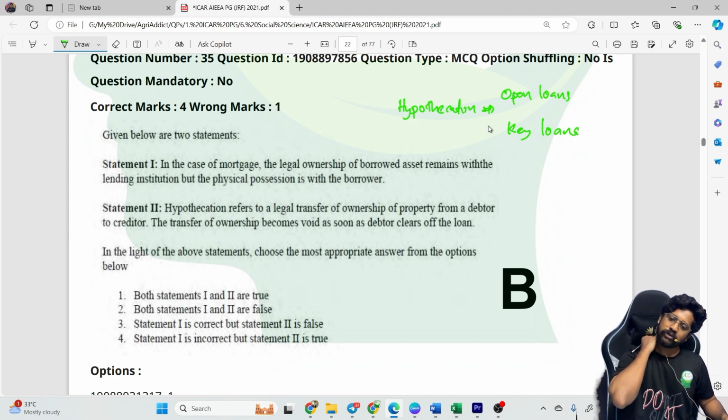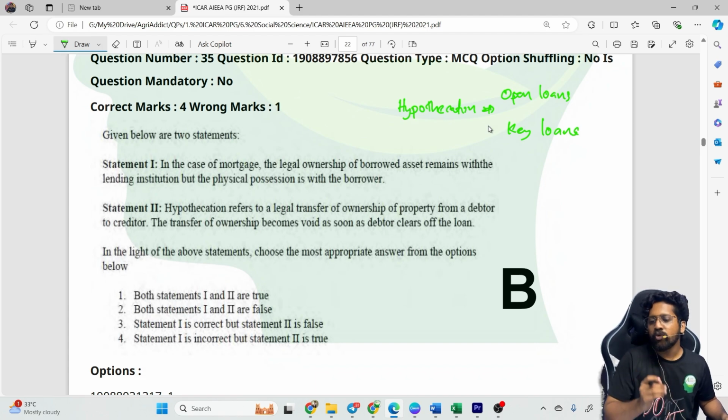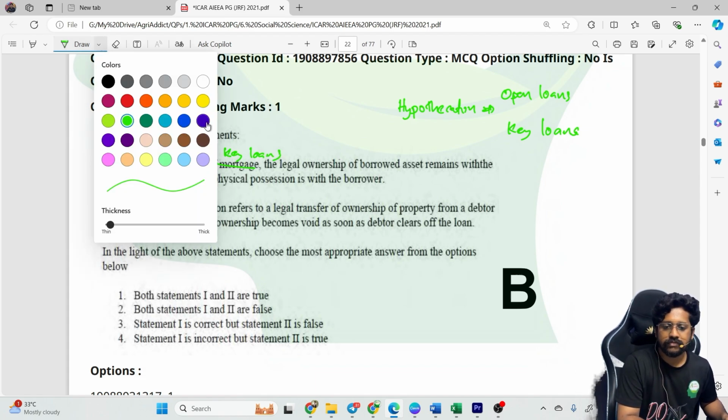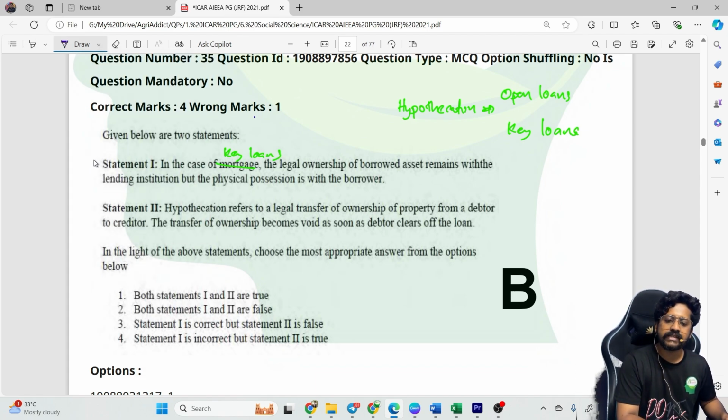So therefore in hypothecation two types are there, open loans and key loans, and the statement 1 actually deals with the explanation of key loans, right? If we are rephrasing it, in the case of a key loan, the legal ownership of the borrowed asset remains with the lending institution, but the physical possession is with the borrower, right? So this is not the case of mortgage, actually this is the case of key loans. So therefore the statement 2 is incorrect.